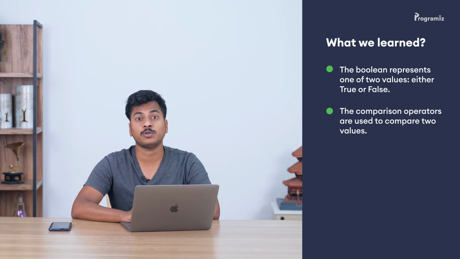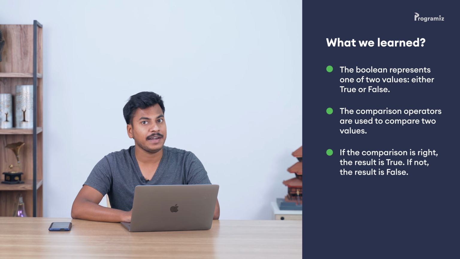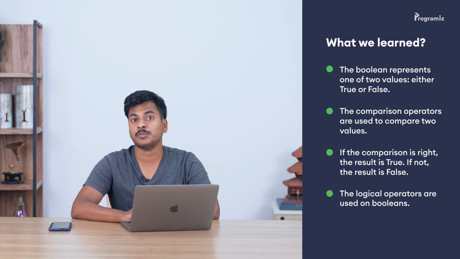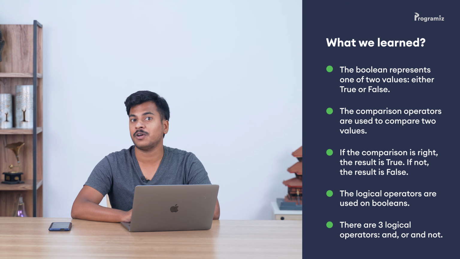Before we end this video, here's a recap of what we learned. The Boolean is a logical data type that represents one of two values, either true or false. The comparison operators are used to compare two values. If the comparison is right, we get true, and if the comparison is wrong, we get false. The logical operators are used on Booleans. There are three logical operators: AND, OR, and NOT.